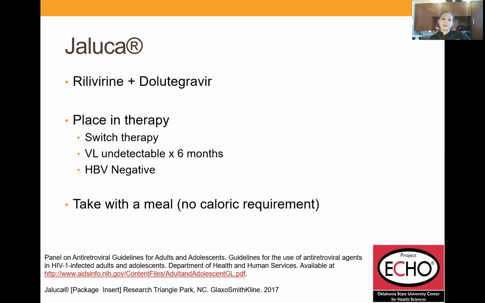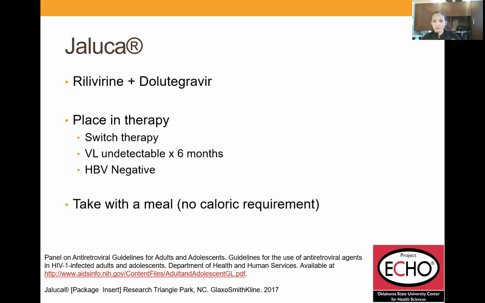The FDA guidance for it is that it is to be used for patients who have a viral load undetectable for at least 6 months. Again, it does have to be taken with a meal and cannot be taken with anything that is acid suppressing. However, unlike Odefsey and Complera, there is no caloric requirement. It just has to be with a meal. It does have to be with a meal that you chew, cannot be like a protein shake or anything.